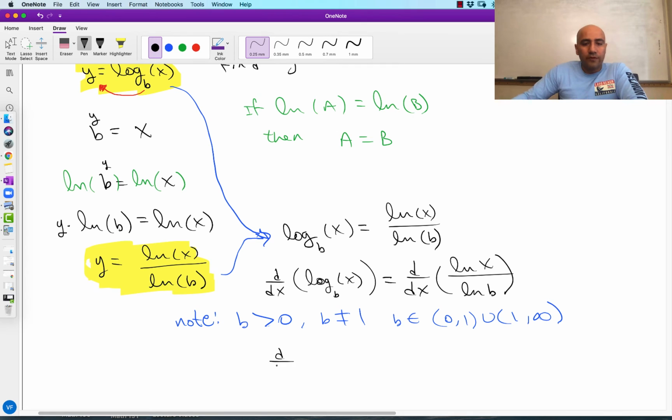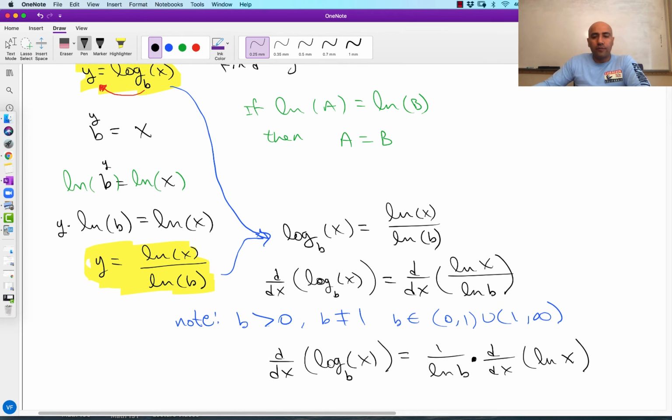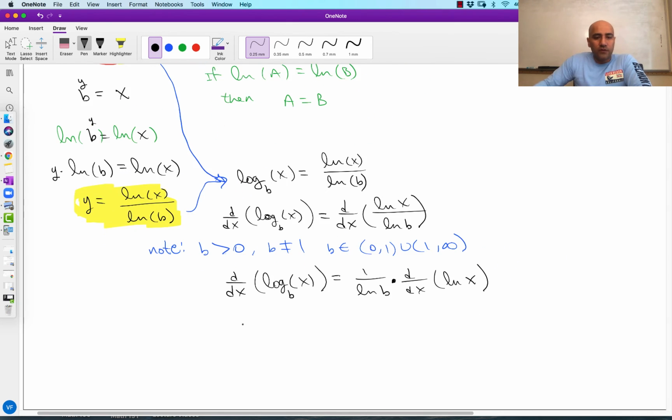So the derivative with respect to x of log base b of x equals 1 over ln of b times the derivative with respect to x of ln of x. And this is a derivative we just figured out, right? So this is easy. That's just going to be 1 over x. So now we have that the derivative with respect to x of log base b of x is equal to 1 over ln of b times 1 over x. And that's the derivative we're after.